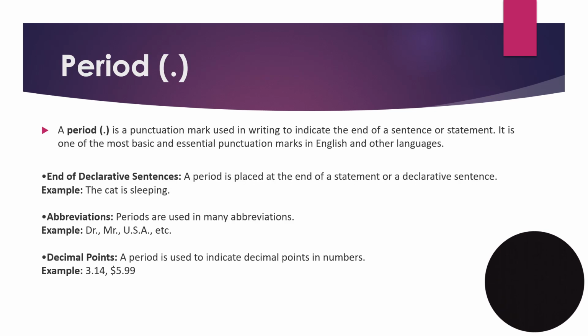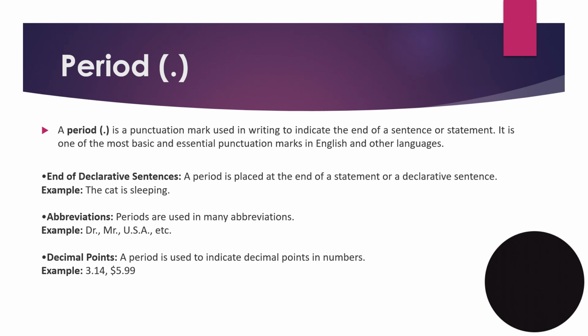Period, or the full stop. A period is a punctuation mark used in writing to indicate the end of a sentence or statement. It is one of the most basic and essential punctuation marks in English and other languages. End of declarative sentences: a period is placed at the end of a statement or declarative sentence. Example: the cat is sleeping. Abbreviations: periods are used in many abbreviations. Example: Dr., Mr., U.S.A., etc.